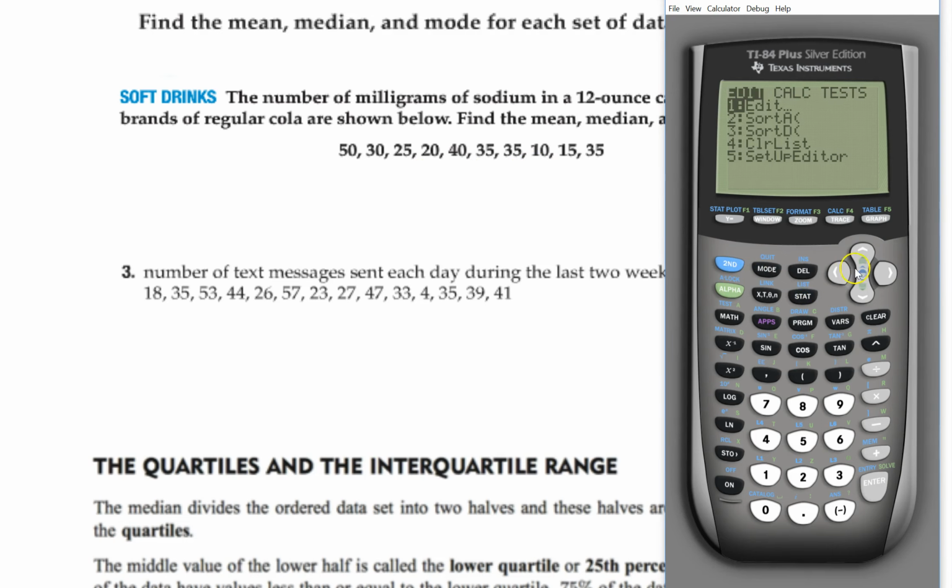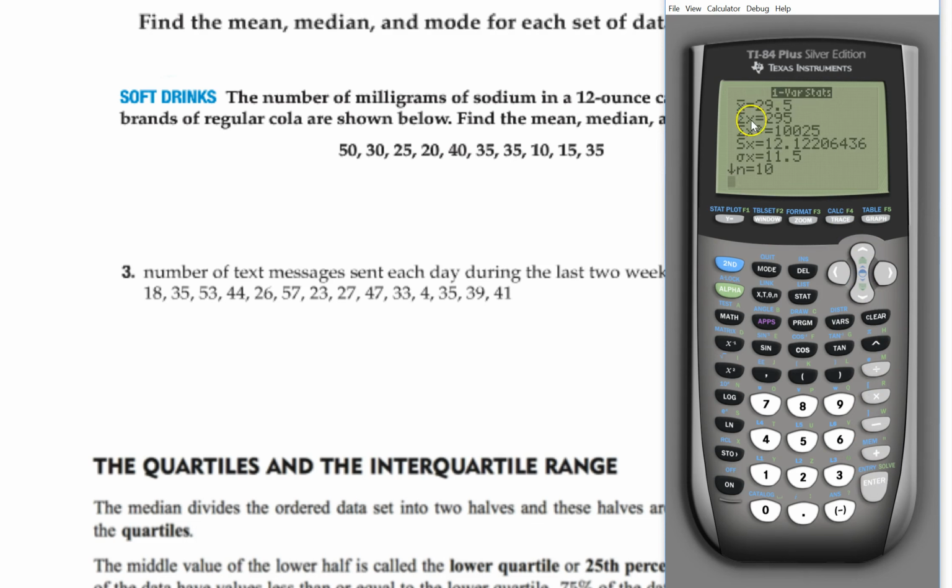I'm going to go to stat, go over to calculate, and then we're going to do one variable stats. So you see something like this. The list is L1. Frequency list, we don't have a frequency list. We'll do one later, but there's no frequency. Leave that blank. If there's something there, clear it out, delete it. And then go to calculate, and it's going to give us this.